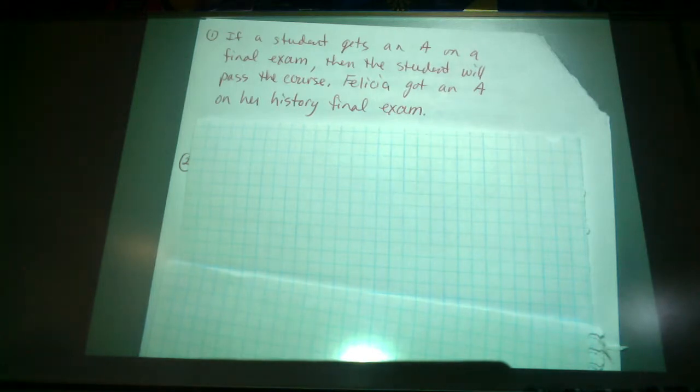If a student gets an A on a final exam, then the student will pass the course. Full, conditional, or partial? Full. Felicia got an A on her history exam. Full, conditional, or partial? Partial. So this is law of detachment, right? Does "Felicia got an A on her history exam" mirror the hypothesis, "a student gets an A on a final exam"? Yes. And it's specific, right? So what would your conclusion be?